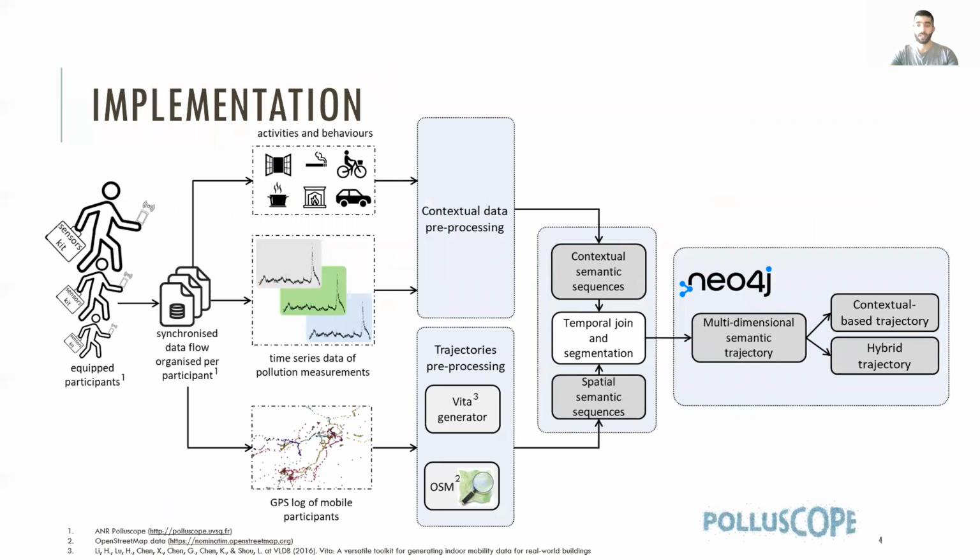An implementation was realized and experimented with real data collected to monitor the individual impact of pollution on human health while moving in the urban environment under the Polyscope project. We used OpenStreetMap data for outdoor spatial annotations and the Vita generator for indoor synthetic data. After extracting the semantics and joining the sequences, the semantic trajectories are stored in a Neo4j graph database. We realized an extension of the Neo4j query language with procedures to extract the hybrid and the contextual-based views.